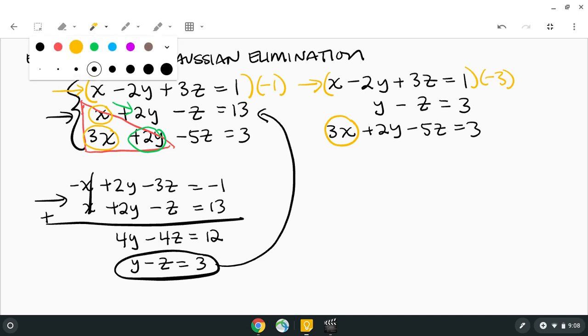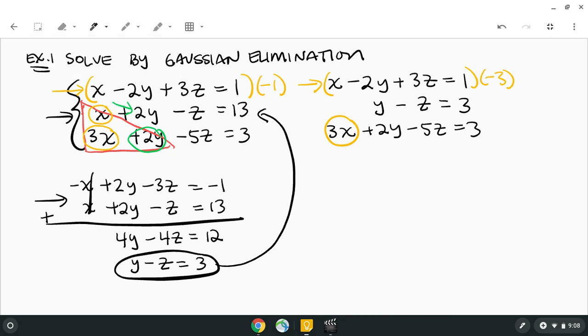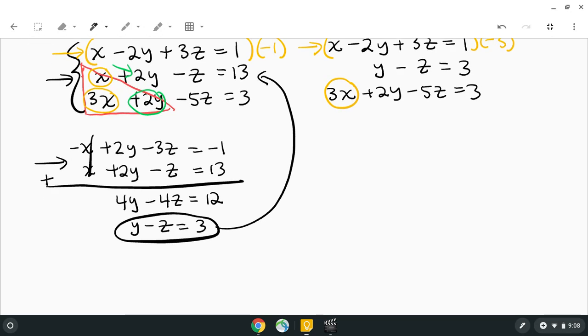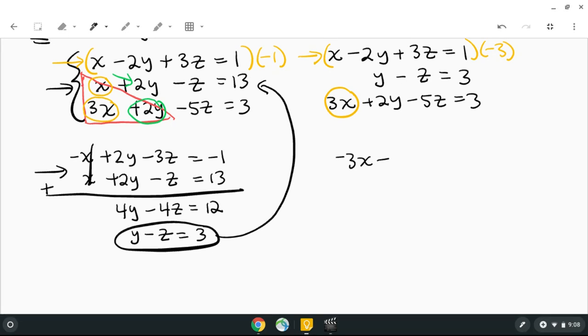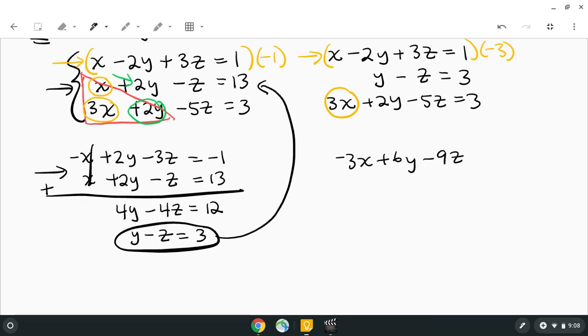So I'm going to do all of my work down below. So -3x plus 6y minus 9z equals -3. And I'm going to double check my work because it's late. Let's see, -3x, positive 6y, -9z, -3.